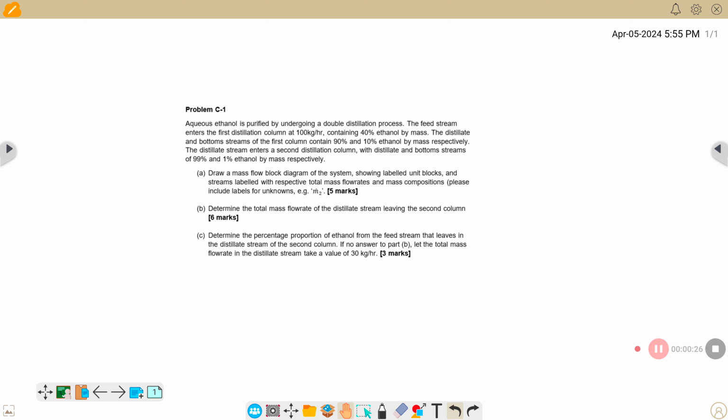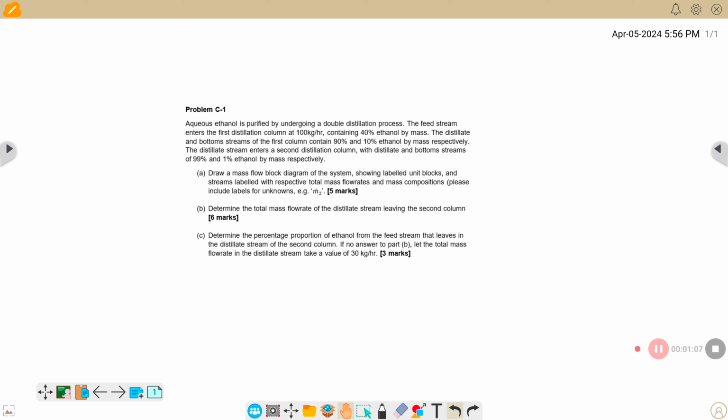Aqueous ethanol is purified by undergoing a double distillation process. The feed stream enters the first distillation column at 100 kilos an hour, containing 40% ethanol by mass. The distillate and bottom streams of the first column contain 90% and 10% of ethanol by mass respectively. That distillate stream enters the second distillation column with distillate and bottom streams of 99% and 1% ethanol by mass respectively.